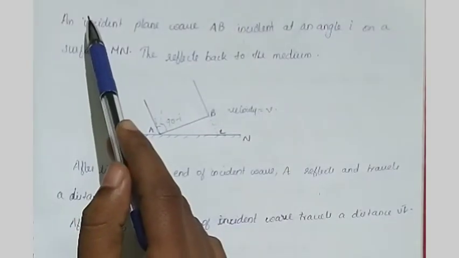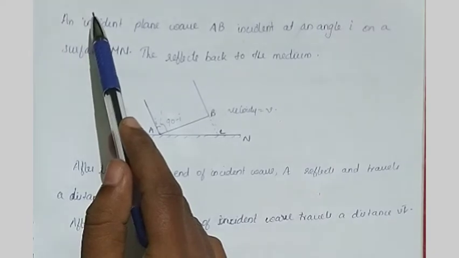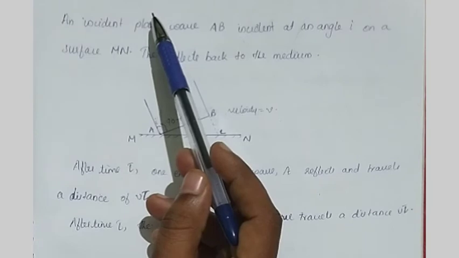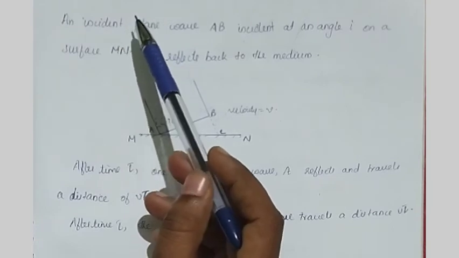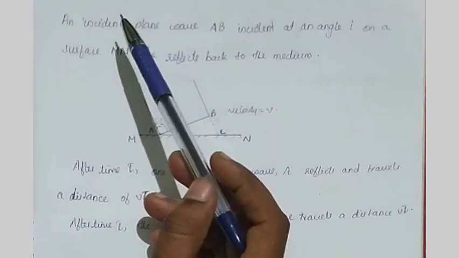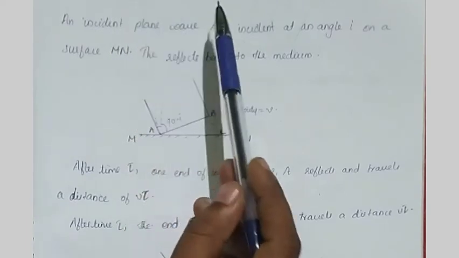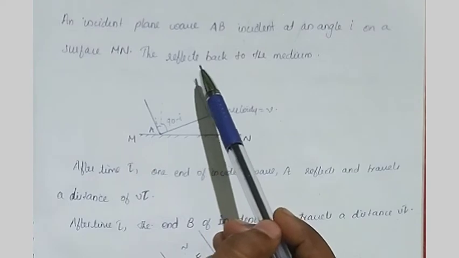We have already discussed refraction with the help of Huygens principle, that is, the refraction of a plane wave, and we have seen how we obtain Snell's law based on the Huygens principle. Now here we are going to discuss reflection of a plane wave based on the Huygens principle.